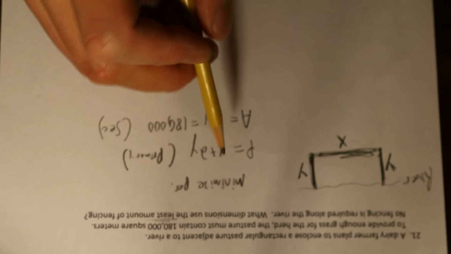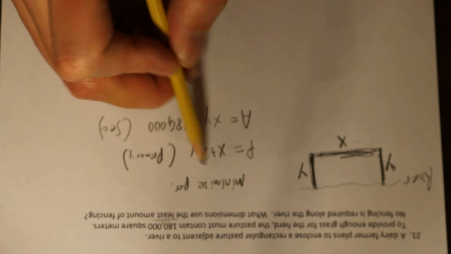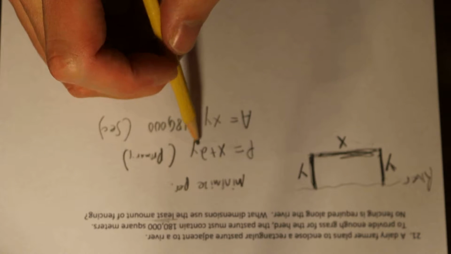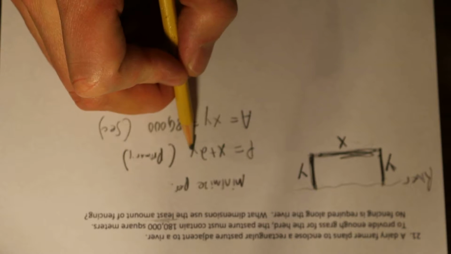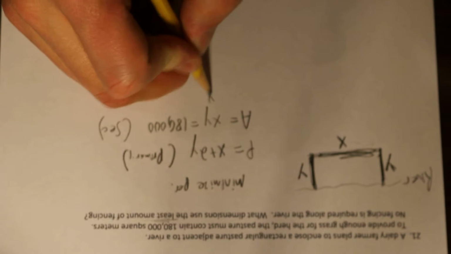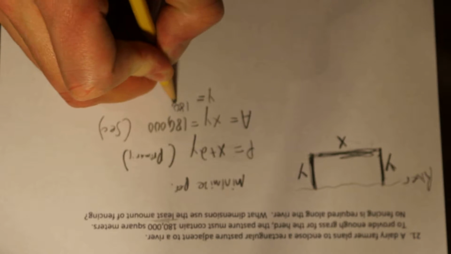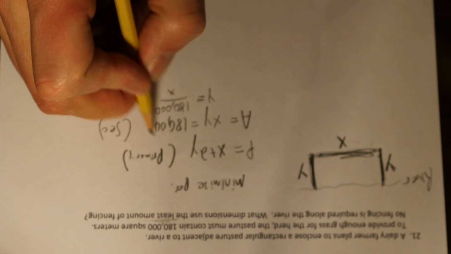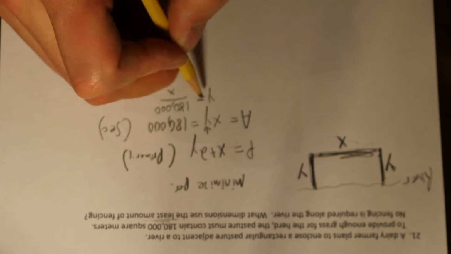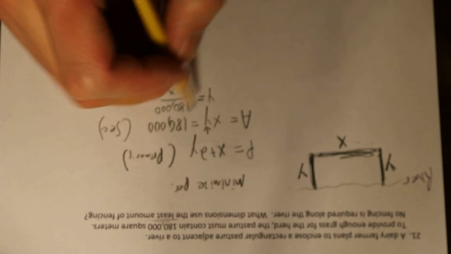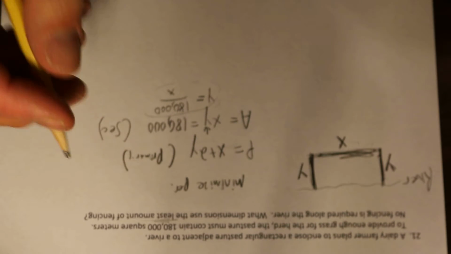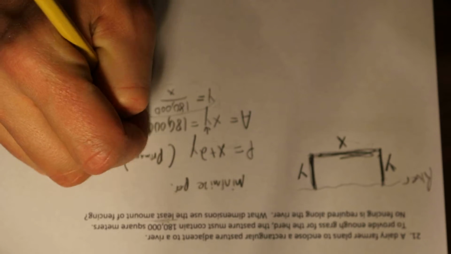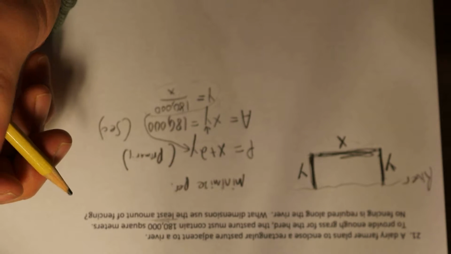So since this is what we're trying to optimize, we are going to have to differentiate it. It would be helpful to make a substitution with one of these variables first before we do the differentiating. So for instance, I could say that y is the same as 180,000 over x by solving this equation for y. So I have to divide away the x, which is where this equation comes from. Then I can substitute that back into the primary equation.